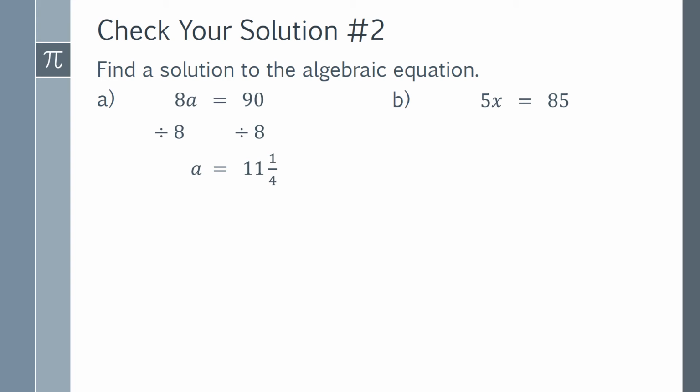Now for part B. Again, this is a multiplication equation, so the inverse operation is division. Divide both sides by 5, and we find that x equals 17. Remember that once again, you can take this solution and plug it back into the original equation to check your work.